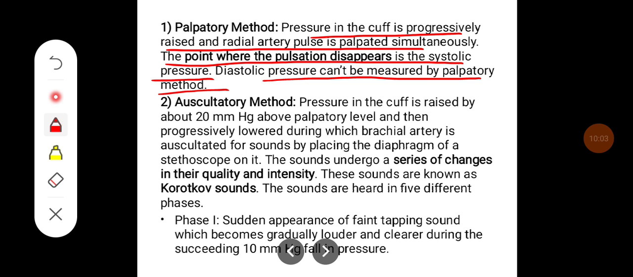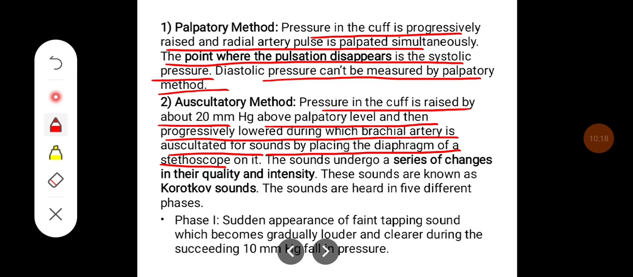In the auscultatory method, pressure in the cuff is raised about 20 mmHg above the palpatory level, and then progressively the pressure is lowered, during which the brachial artery is auscultated for sounds by placing the diaphragm of the stethoscope on it. The sounds undergo a series of changes in their quality and intensity, and these sounds are known as Korotkoff sounds. The sounds are heard in 5 different phases.